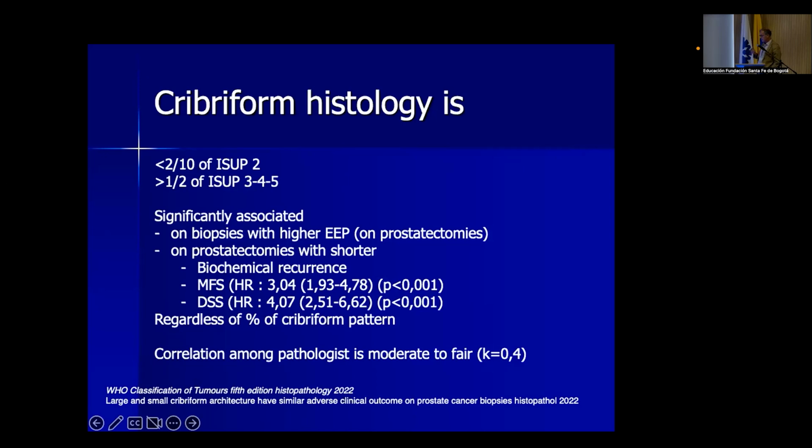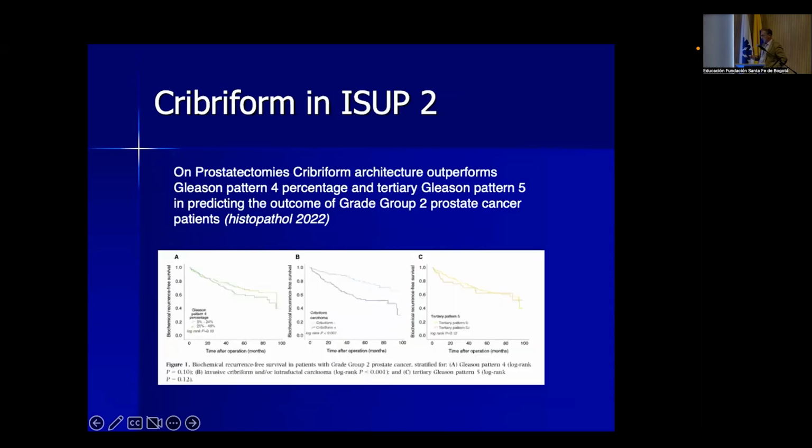At least, the correlation between pathologists on cribriform recognition is moderate, I should say, not very good. You can see here with the kappa, very bad. In ESUB2, the presence of cribriform is outperforming other factors regarding the evolution of the disease, in a comparison between the presence of cribriform, the Gleason pattern 4, and even the Gleason pattern 5 in this kind of ESUB2. So it's an important prognostic clue, the presence of cribriform pattern.